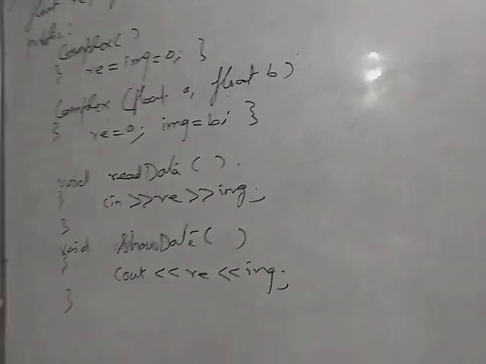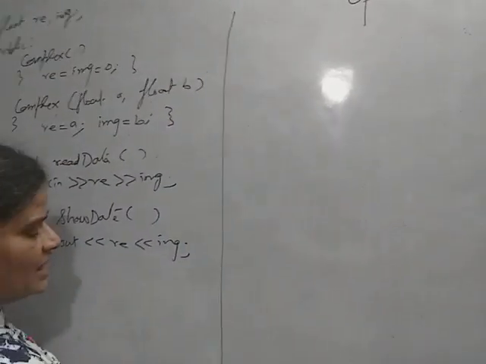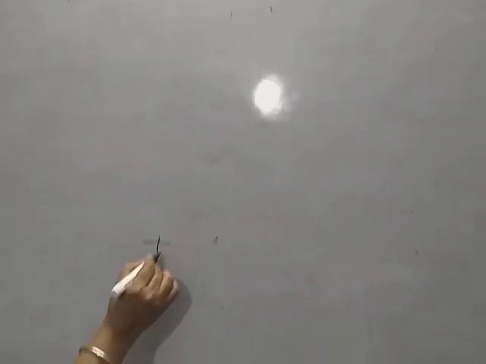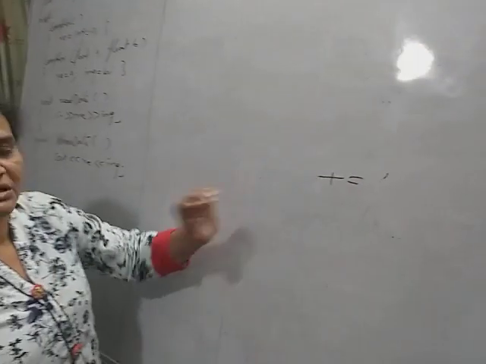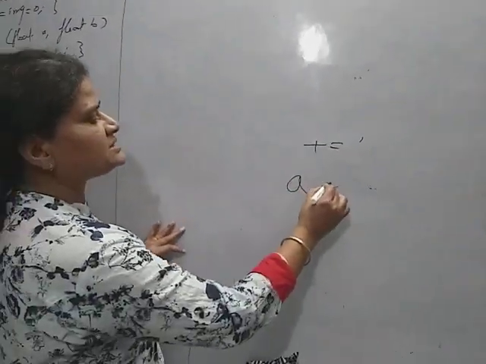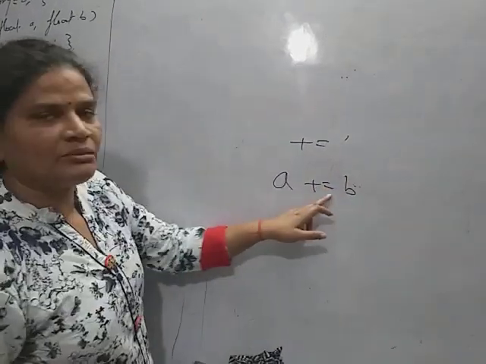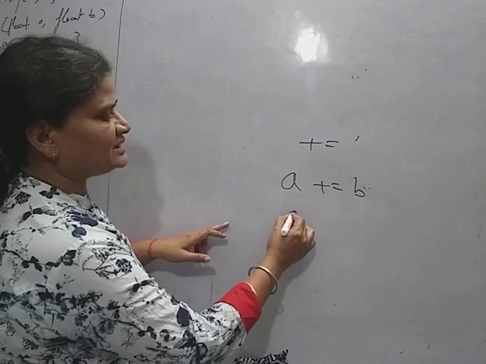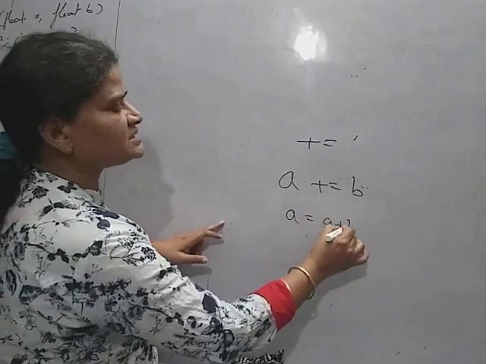Now I want to overload the arithmetic assignment operator. So here I am explaining how to overload plus equal to. First see the working of plus equal to. When we write a plus equal to b, where a and b are of basic data type integer, this is internally converted into a equal to a plus b.